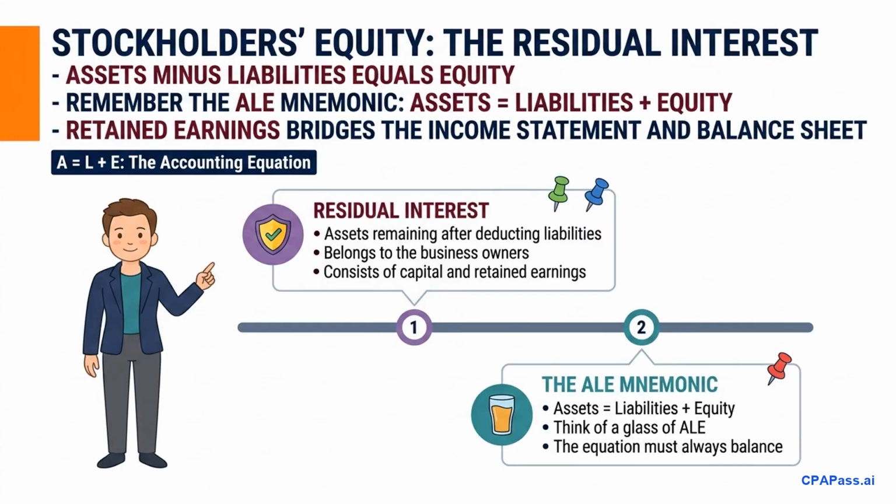Stockholders' equity represents the owner's residual interest in the assets of the company after deducting all liabilities. To easily memorize this relationship, use the ALE mnemonic: assets equal liabilities plus equity, just like a glass of ale. Equity consists of contributed capital from stock issuances and retained earnings accumulated over time. Retained earnings serve as the vital bridge between statements. Net income from the income statement increases equity, while dividends paid to owners decrease it. Understanding this connection is essential for solving complex balance sheet reconstruction problems on the exam.